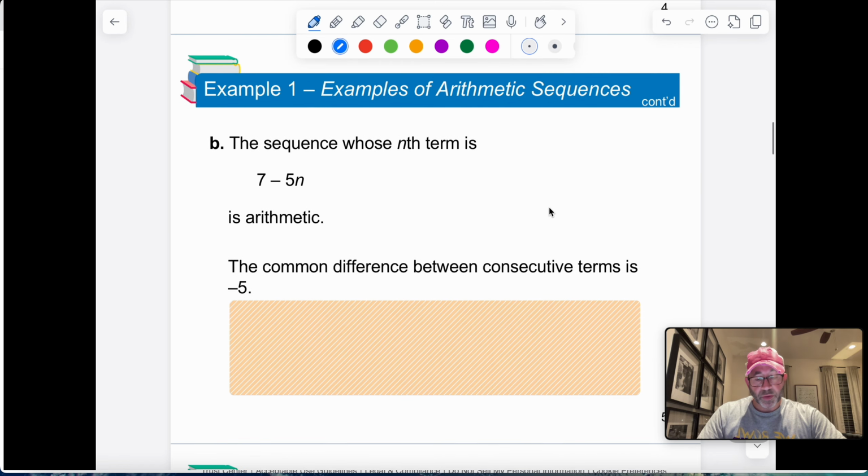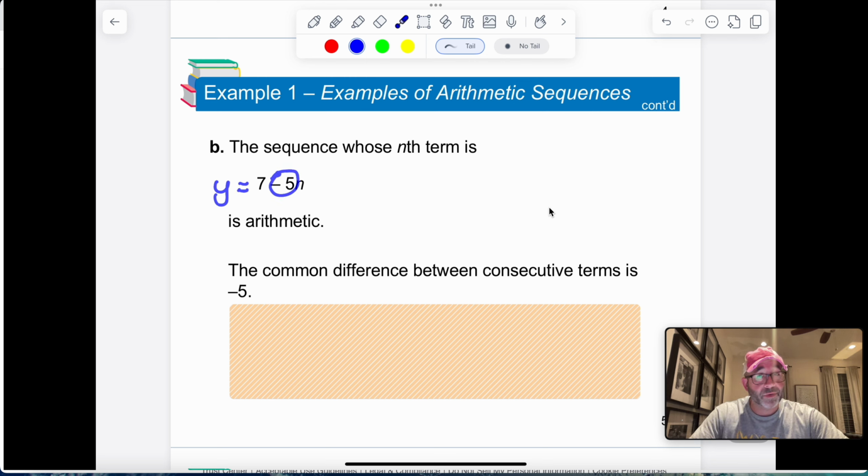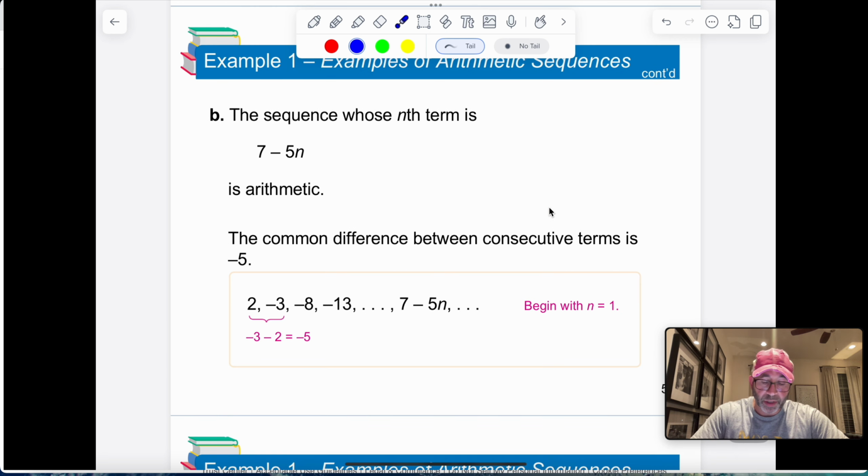The same holds true when I have something like this, where remember, I said it's basically like y equals mx plus b. We can look at this and know that the slope of this is equal to -5 for the common difference. So the slope is -5. And so what happens is we plug in the first term. If I plug in 7 minus 5 times 1, we end up with a positive 2, because this is my first term. Oops, sorry, I meant to delete that. This is my first term here.